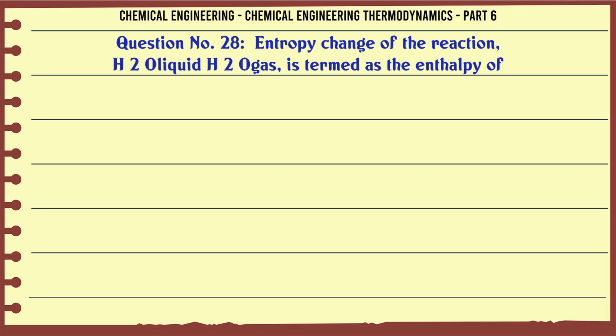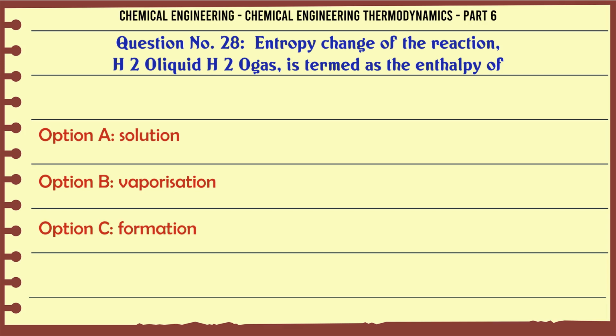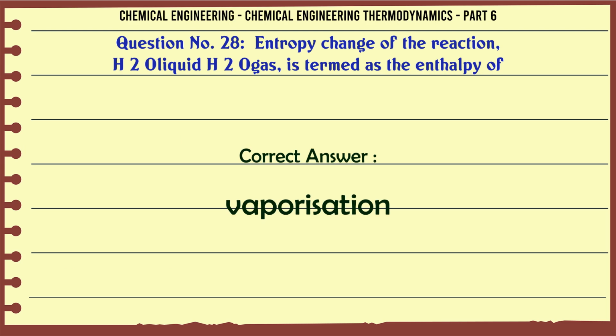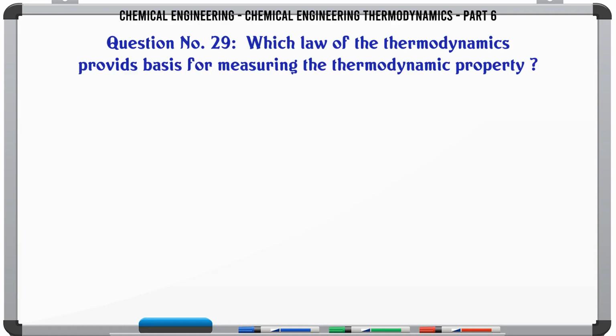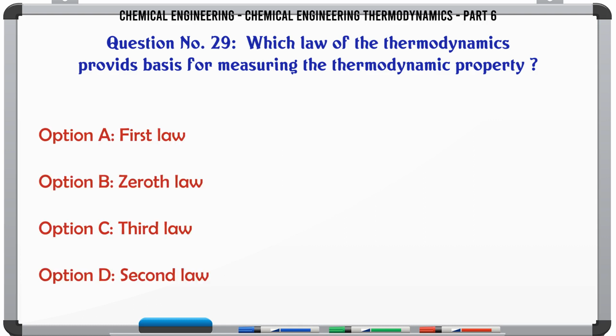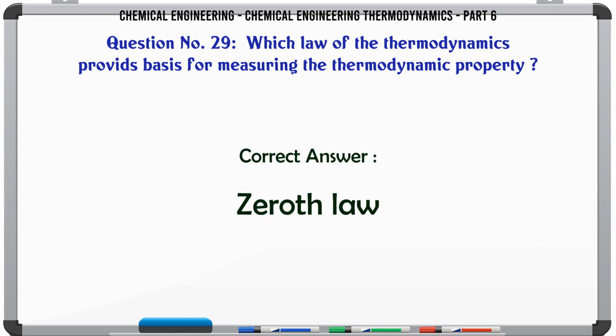Entropy change of the reaction H2O liquid to H2O gas is termed as the enthalpy of A. Solution. B. Vaporization. C. Formation. D. Formation. The correct answer is vaporization. Which law of thermodynamics provides basis for measuring the thermodynamic property? A. First law. B. Zeroth law. C. Third law. D. Second law. The correct answer is zeroth law.